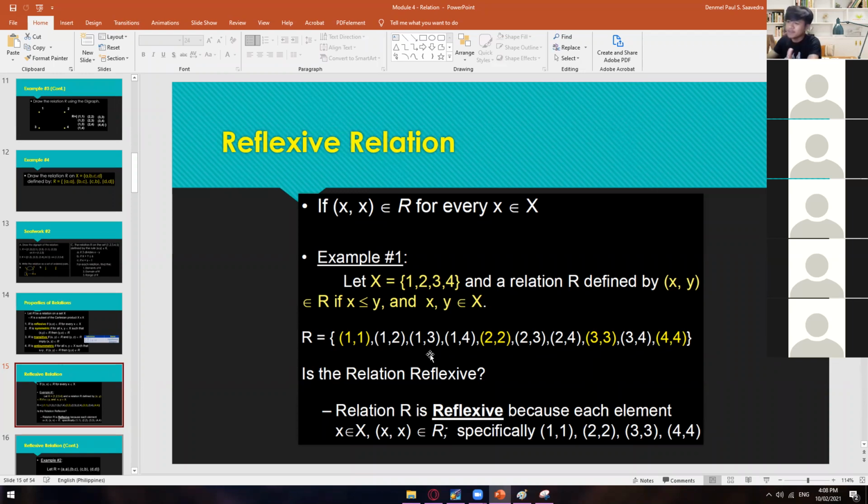And again, if we don't have one of those ordered pairs, let's say we don't have 3, 3, but we have 1, 1, 2, 2, and then 4, 4, this one is not a reflexive relation anymore. So all of these elements should have an ordered pair that reflects to itself. All right, so are we clear on that? Yes, sir. So this one is quite simple.